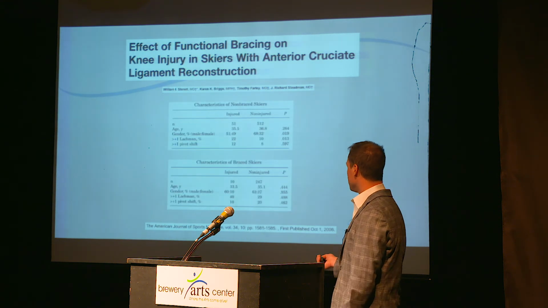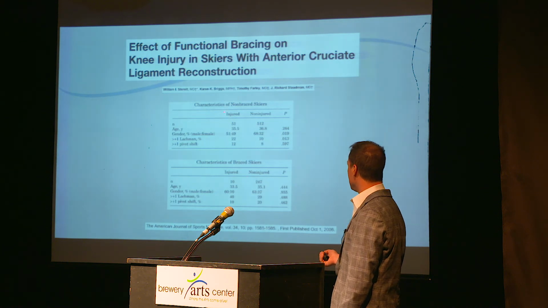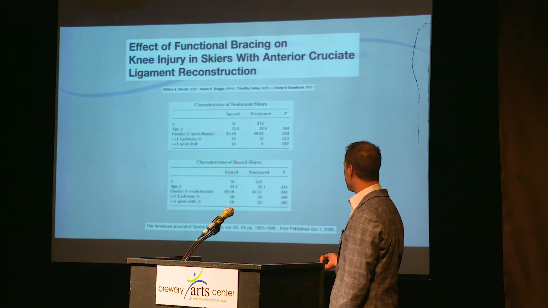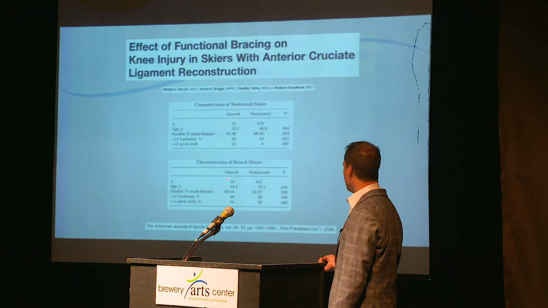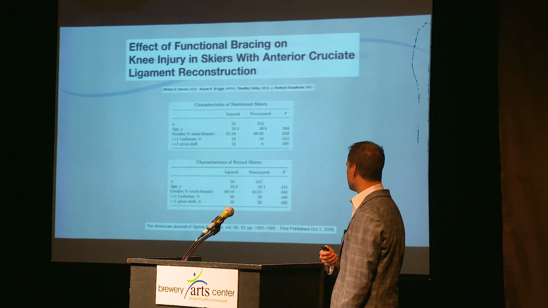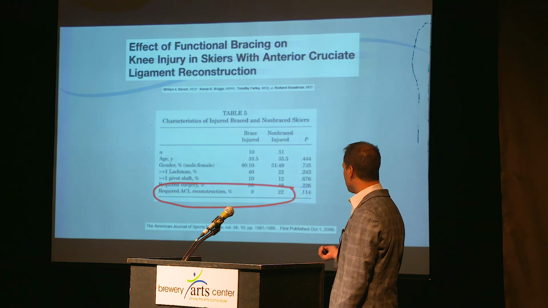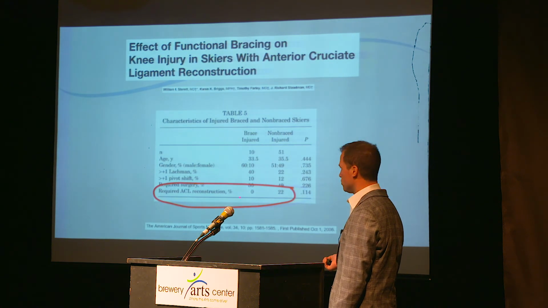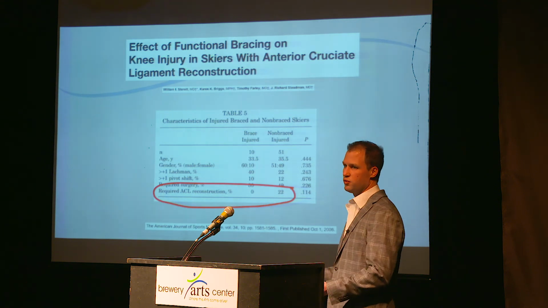Again, I do apologize, it's blurry, but so non-brace skiers versus brace skiers. Non-braced, 51 injuries out of 500. Brace skiers, 10 injuries out of about 200, so about half the rate of injury. And the main comparison, even though the injury rate was about half, the percent that required a repeat ACL surgery if you had a brace on was 0, and 22 people of those that weren't wearing a brace had to have a repeat ACL injury.